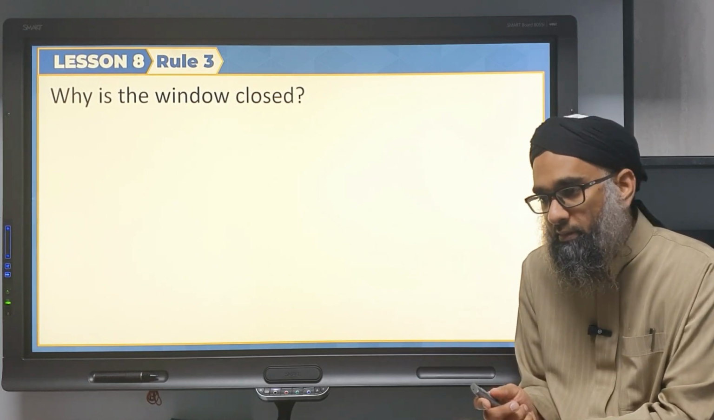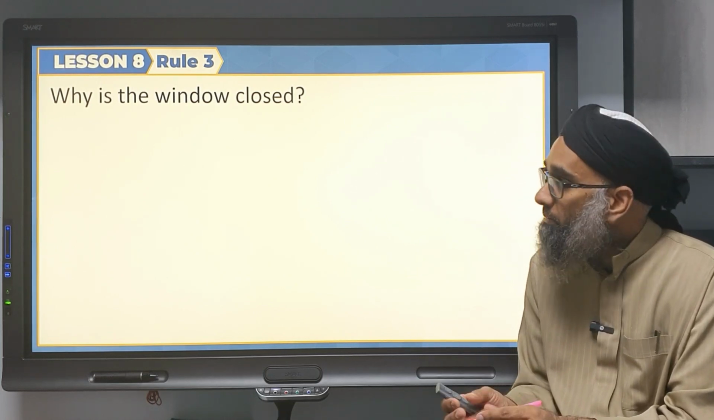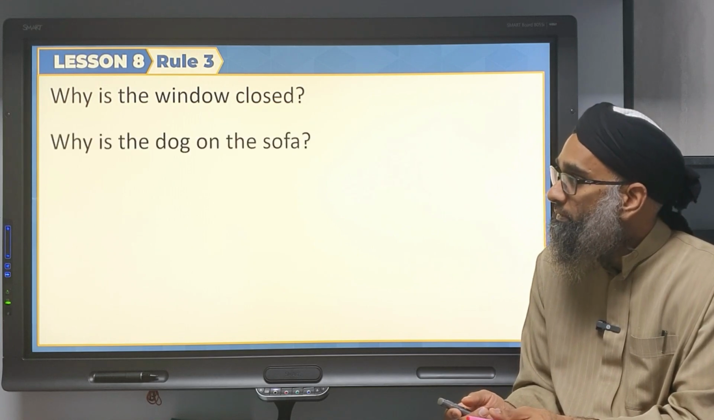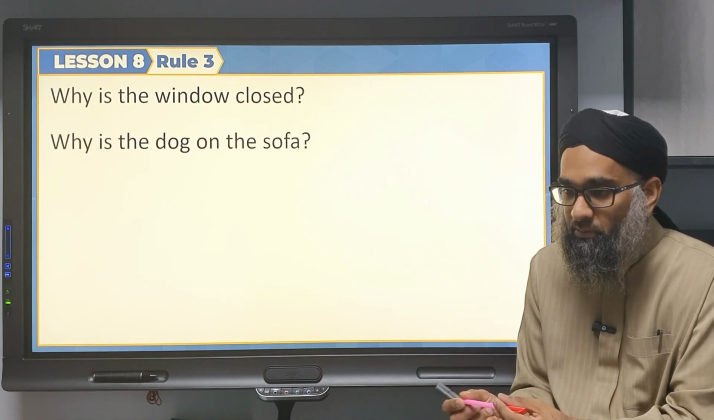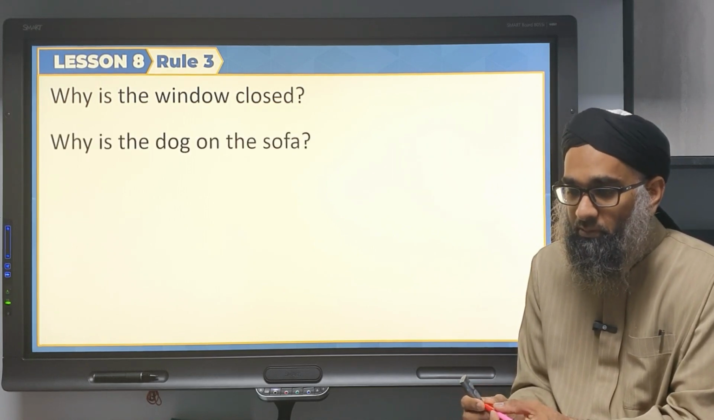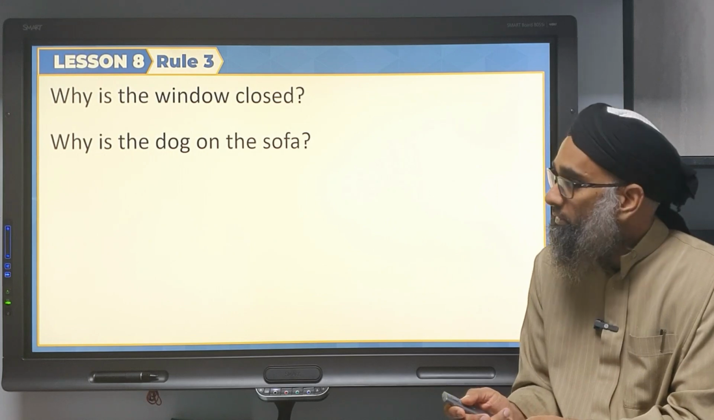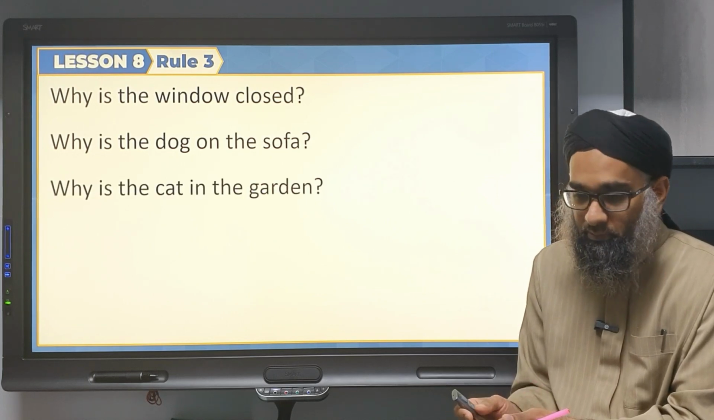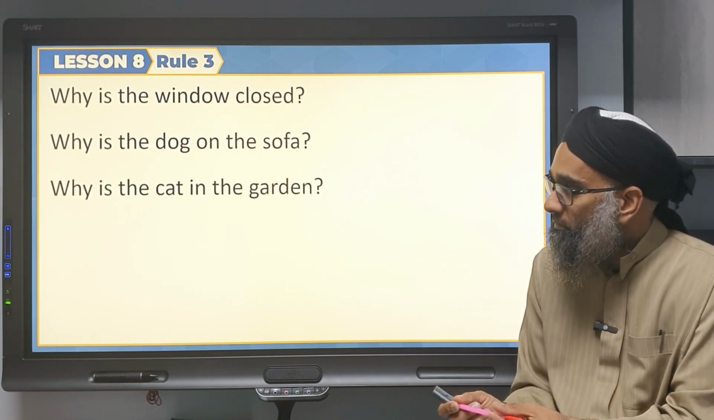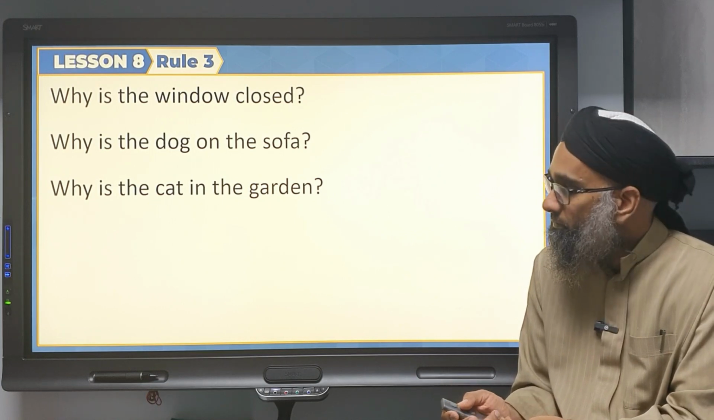Khirki band kyun hai? Haan, khirki kyun band hai ya band kyun hai? Why is the dog on the sofa? Sofa par kutta kyun hai? Kutta sofa par kyun hai? Baagh mein billi kyun hai?